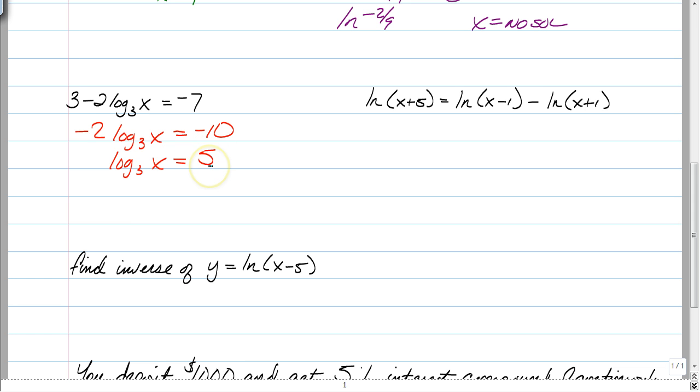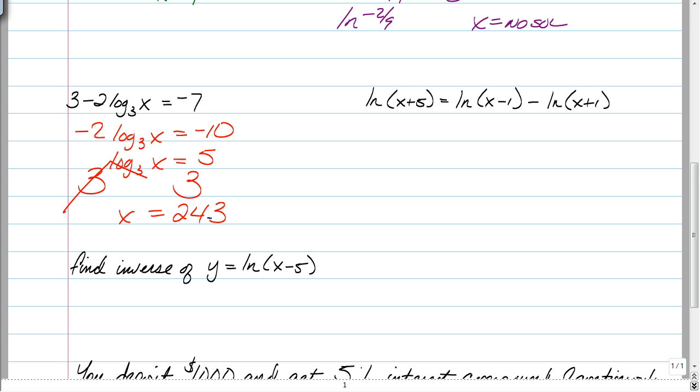And again, how do you get rid of a log base 3? Well, you need to exponentiate both sides, which means those are going to become exponents, and your base is now a 3. So 3 raised to the log base 3 of x is just x. They cancel each other out, and 3 to the 5th power is 243. And that's it for that example.